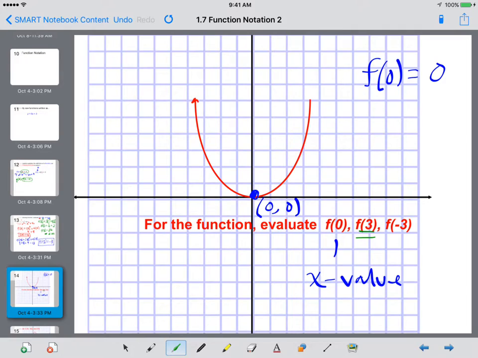To find f of 3, 3 is now my x value. So if I go over along the x-axis here to 3, I would need to go up to this point right here. That's where the x value is 3 on the graph. For the y value, I look to the middle, well, the y value here is 3 as well. So f of 3 equals 3.